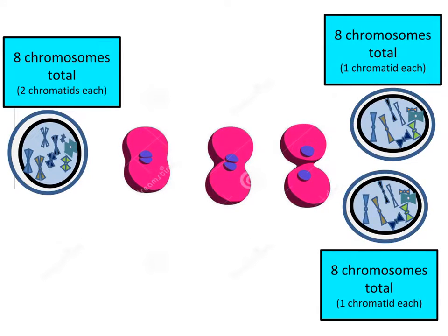So if we have 8 chromosomes here, we need 8 chromosomes here and here in the resulting cells. But you'll notice that although there are 8 chromosomes, right? 1, 2, 3, 4, 5, 6, 7, 8, they each only have 1 chromatid. While here, in the mother, each chromosome had 2 chromatids. All that happened is this split in half. 1 chromatid went into one cell, and the other chromatid went in the other cell. You can take a look at it right there.